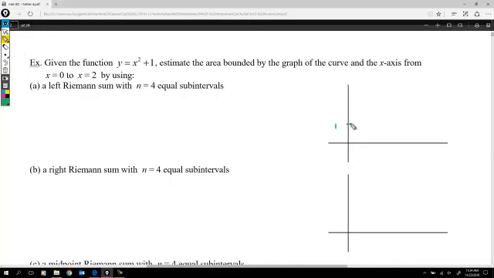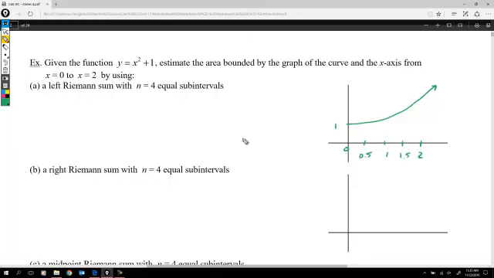It is a parabola shifted up 1. And they want me to go from 0 to 2. So I'll split it like this. They want 4 equal subintervals. And so I can just use my brain to figure out how wide each of these is going to be. It's going to be 1/2.